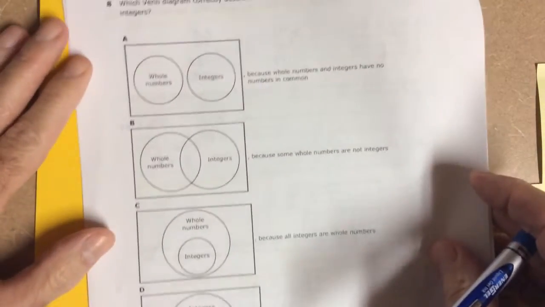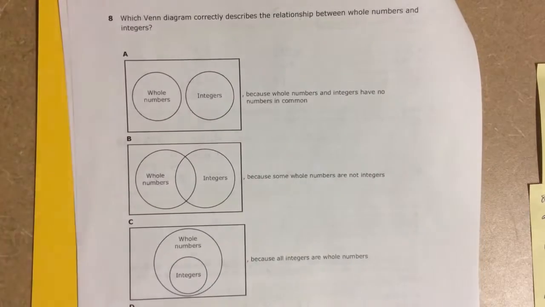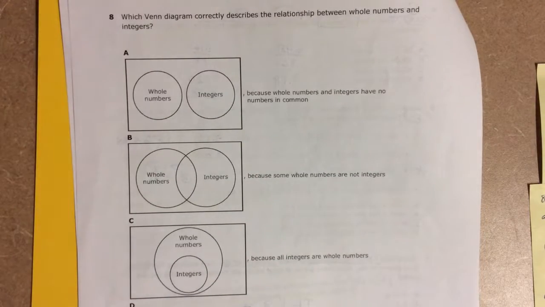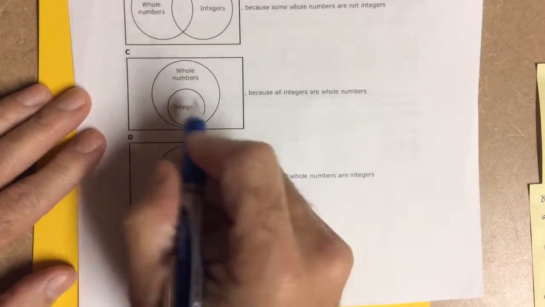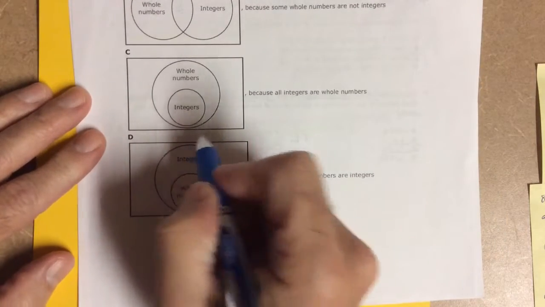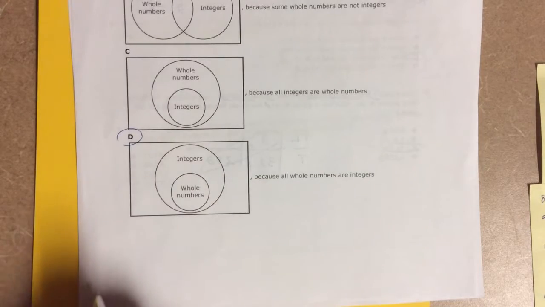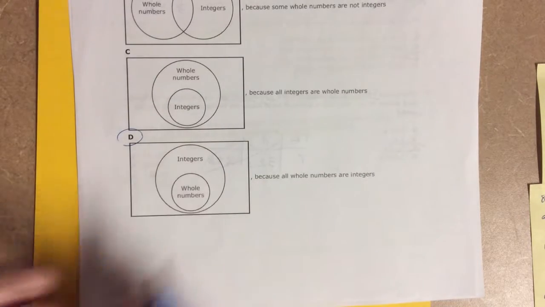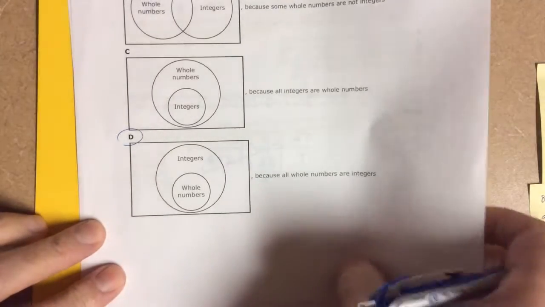Number 8, wow, kind of simple. Whole numbers are integers. They fit inside. Integers wouldn't fit inside whole numbers. The correct answer was D. And I think a lot of you remember that just by looking at the pictures. Whole numbers fit inside integers because all whole numbers are integers.